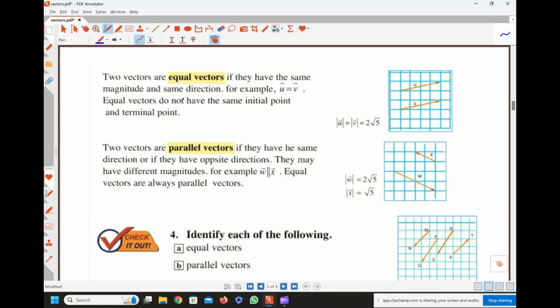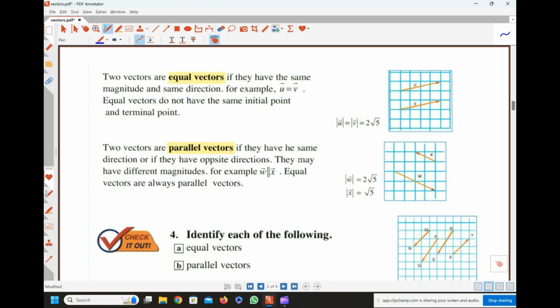Hello guys, let's continue our vectors video. In the previous video we learned what a vector is, how we write vectors in component form, and what direction and magnitude are. Now let's talk about equal and parallel vectors.